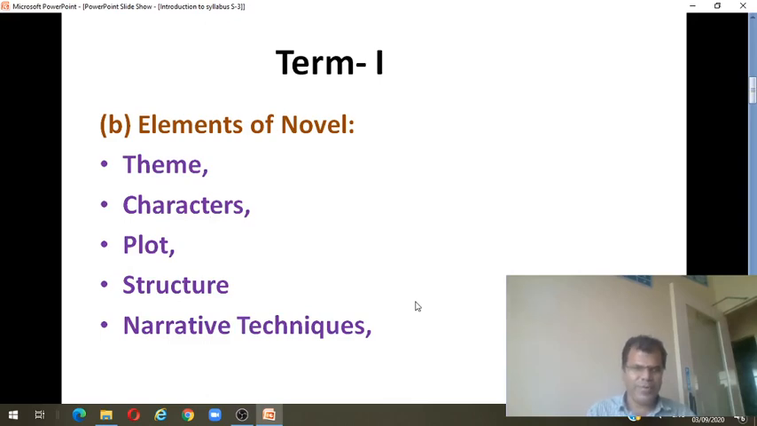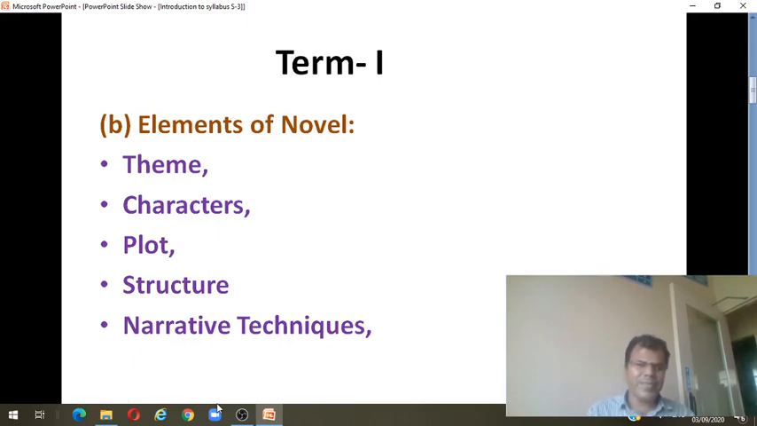Theme is the central idea of novel. Because every novel, every work of literature, or every piece of art, whether it is a work of literature or a work of painting, has a theme. So, theme is an integral part of the novel. As far as characters are concerned, characters are the persons, the things that are there in the novel. Plot means the storyline or the arrangement of events of a particular novel. Every novel has its structure. We will also deal with that structure.